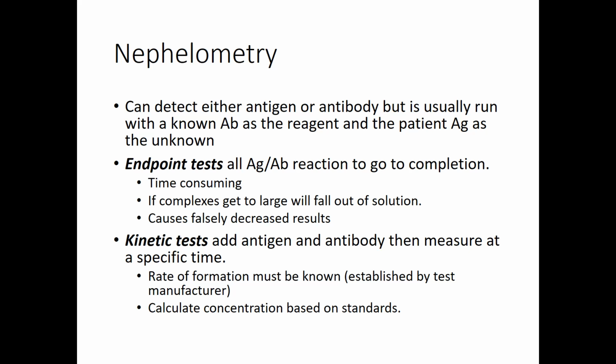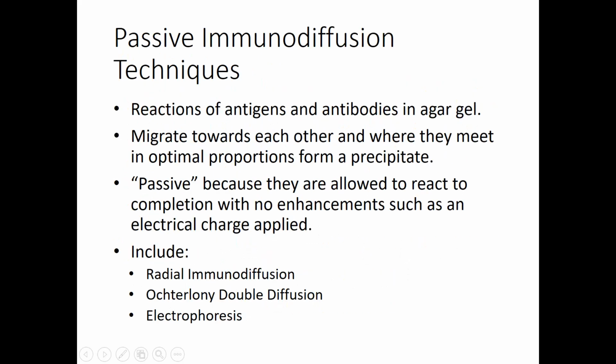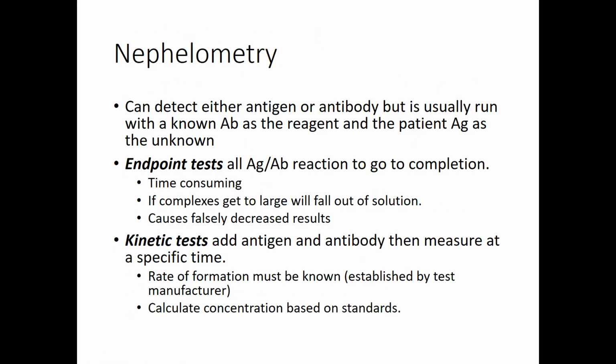The longer that it sits there while you're waiting for that endpoint to come, the complexes can get very, very large. Those lattice formations can get very large. They fall heavily out of solution and they become difficult to measure. If they are really big and they fall out of solution very quickly, when you go to put them in the test method, and this stuff is falling out really quickly, you're going to end up with false negative results, falsely decreased results, because all of the large immune complexes are on the bottom of the tube.